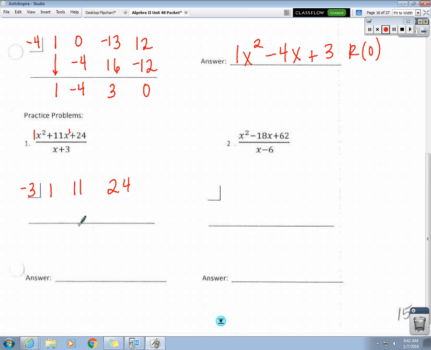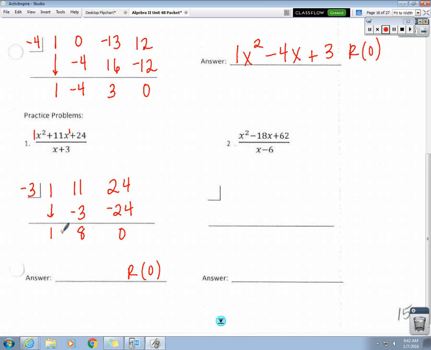So now the first step we do is what? Bring down that first number, which is 1. It won't always be 1. It's just been 1 on all of these. Okay, what do we do with that number? Multiply it by -3, and it becomes -3. So now we have 11 minus 3, which is 8, and we multiply it by -3, and it gives us -24, and then that becomes a 0. Now, obviously, that last number is our remainder. We're going to have a remainder of 0.